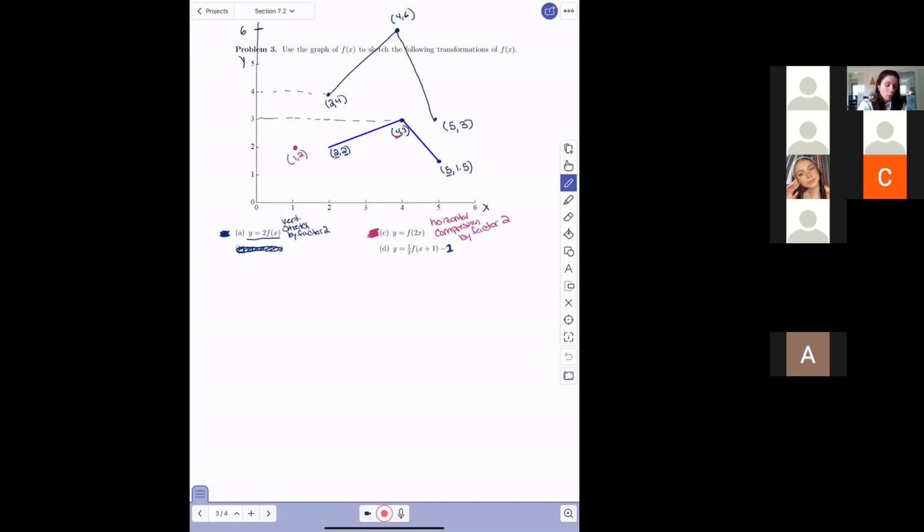We have the point up here, 4, 3. 4 divided by 2 is 2. Our y value stays the same. So we have the point 2, 3. And then we have the point 5, 1.5. Our y value stays the same, but the x value 5, we divide by 2, which is 2.5. Which is about here. So 2.5 comma 1.5. And when we compress it horizontally by a factor of 2, that is what we end up with. Any questions there?